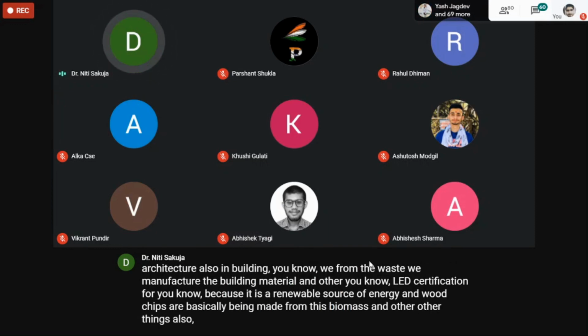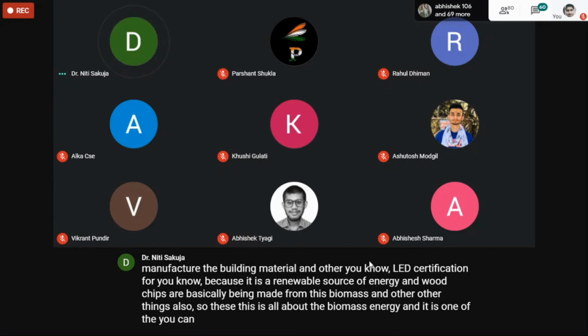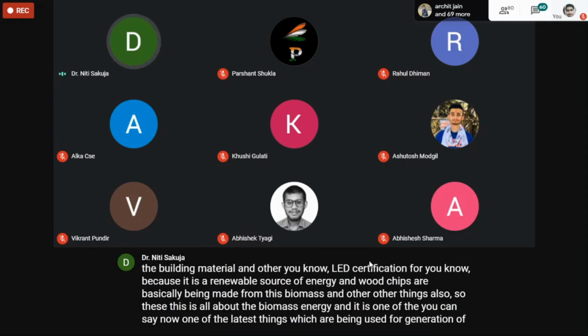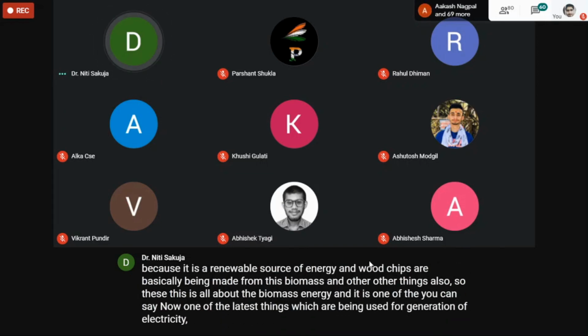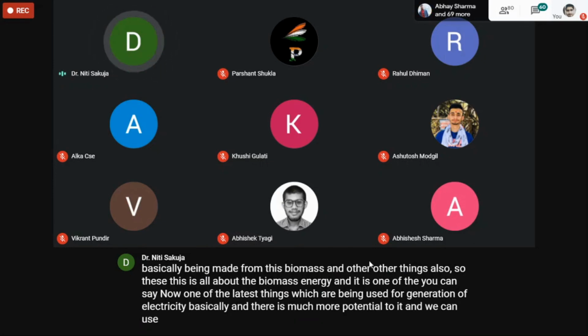So this is all about biomass energy, and it is one of the latest things being used for generation of electricity. There is much more potential to it, and we can use biomass more for generation of energy.